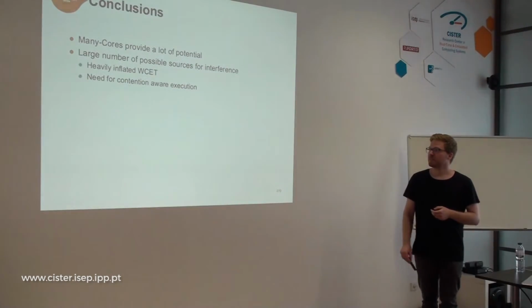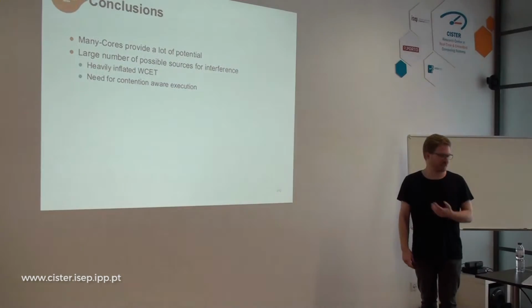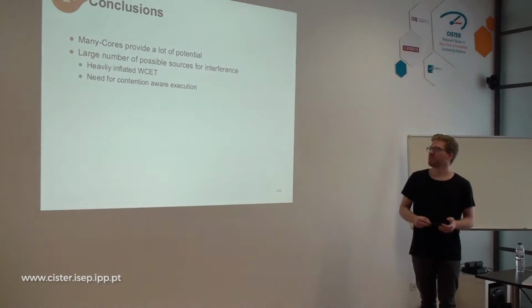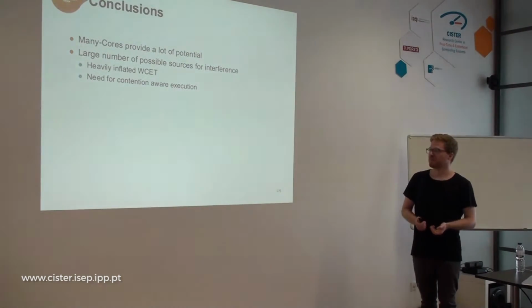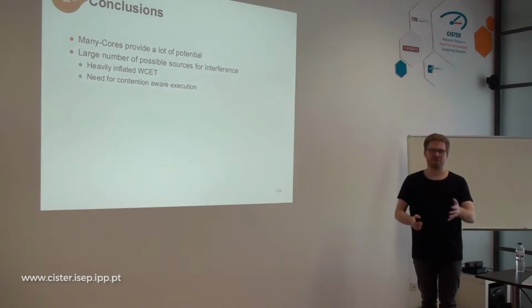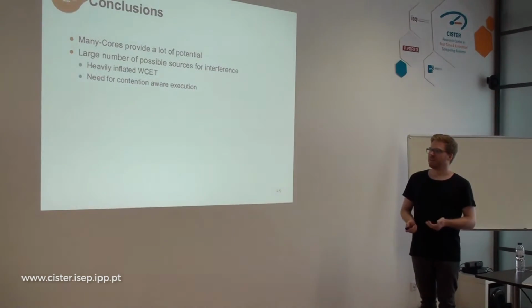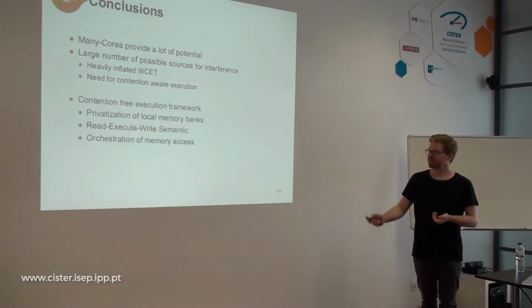Yeah, this leads to the conclusion. So basically, we can see that many cores provide a lot of potential for embedded and real-time applications. We have a large number of possible interferences. So either we have to heavily inflate our worst-case execution times, or we have to find execution paradigms which kind of circumvent those issues. So we need to be contention aware.